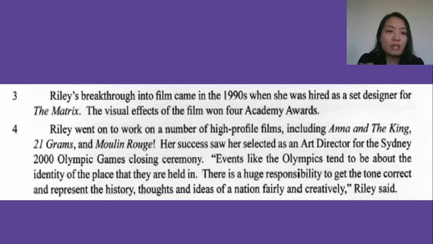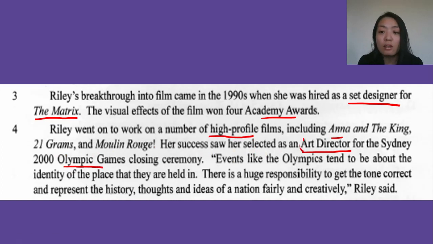Okay, so next, when you read, again as usual, underline to help you understand the text. So Riley's breakthrough into film came in the 1990s when she was hired as a set designer for The Matrix. So we find out that she was hired as a set designer, and the visual effects of the film won 4 Academy Awards. Then Riley went on to work on a number of high-profile films, including Anna and the King, 21 Grams, and Moulin Rouge. So she's worked on these films, and her success saw her selected as the art director for the Sydney Olympic Games. So she became an art director as well.